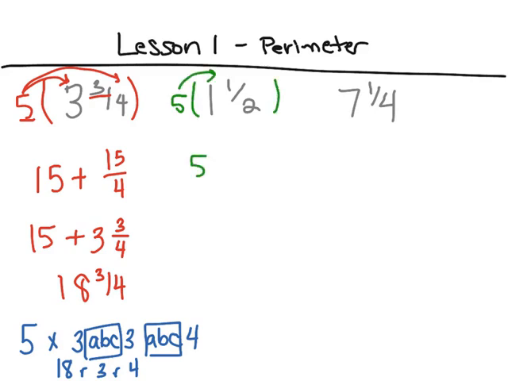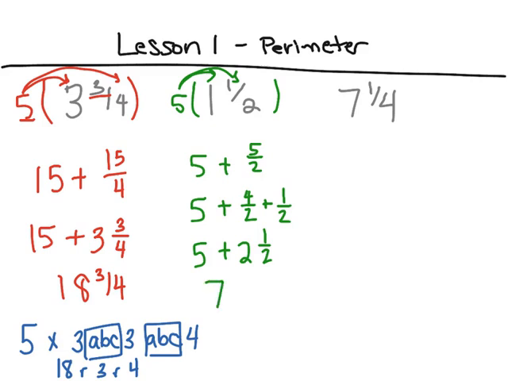For the next one, we're going to times it by 5. So we have 5 times 1 plus 5 times 1/2, which is 5 over 2. We can break 5 over 2 to be 4 over 2 plus 1 over 2. 4 divided by 2 is 2, so 2 1/2. So we're left with 7 1/2.